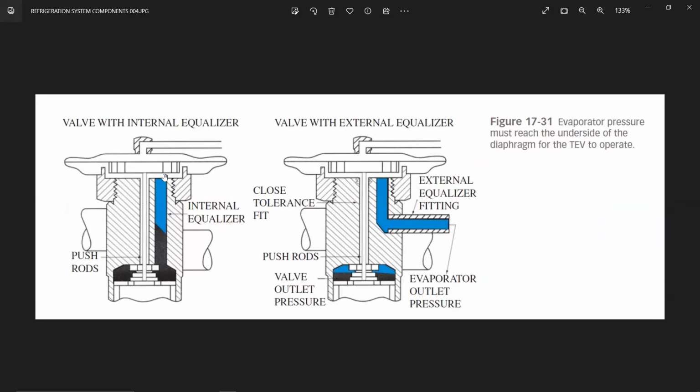This is a photograph of an internally equalized and an externally equalized valve. Forget this push rod, which is an older design. आजकल push rod नहीं होता, वो spring है और diaphragm है. But the idea is that the underside of the diaphragm is getting the internal equalization directly from the outlet pressure. ठीक है. और ये external equalization है जो आपने देखा.